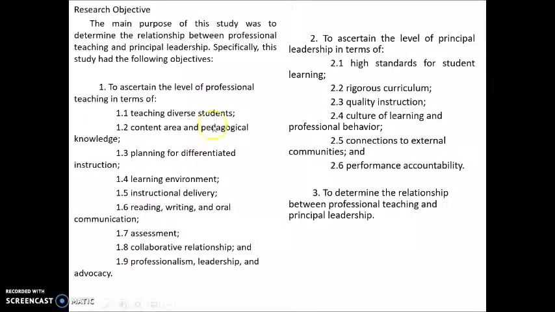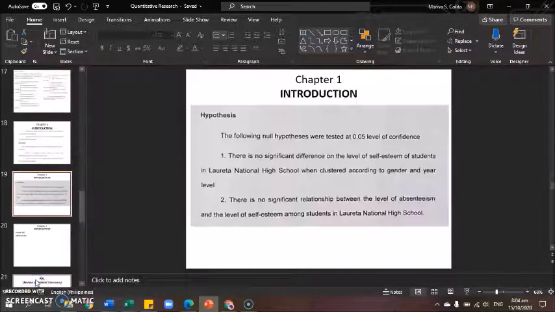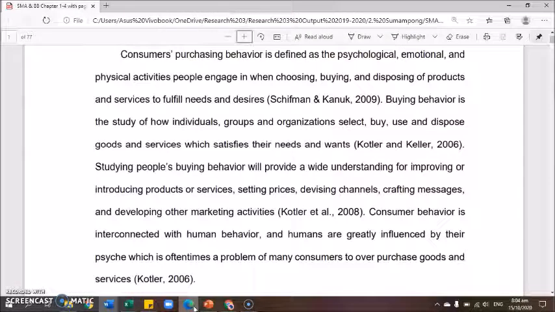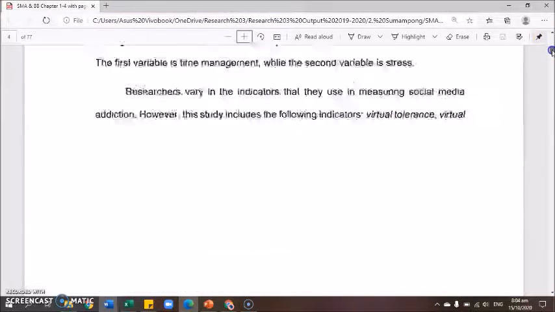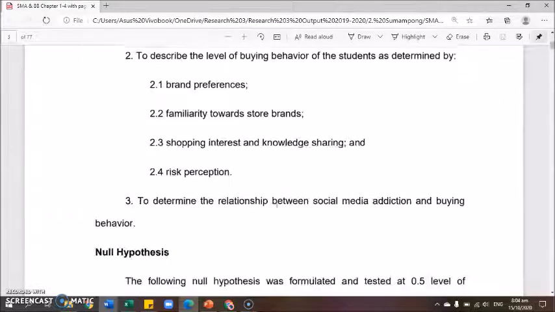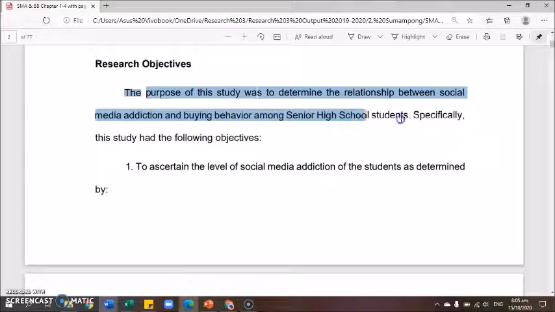Okay. So, this is an example of a research objective. So, maghanap tayo ng example ng research objective. Yan. Okay. Research objectives. So, ito yung intro statement. Okay, opening statement. So, sabi niyo, the purpose of this study was to determine the relationship between social media addiction and buying behavior among senior high school students. Specifically, this study had the following objectives. So, ito yung part ng opening statement.